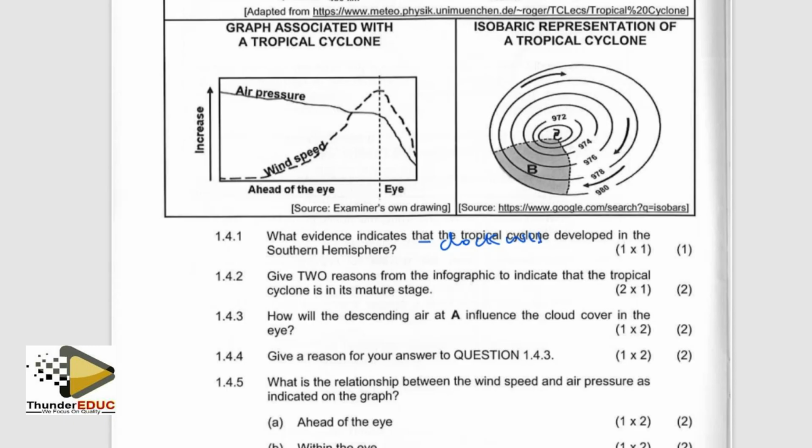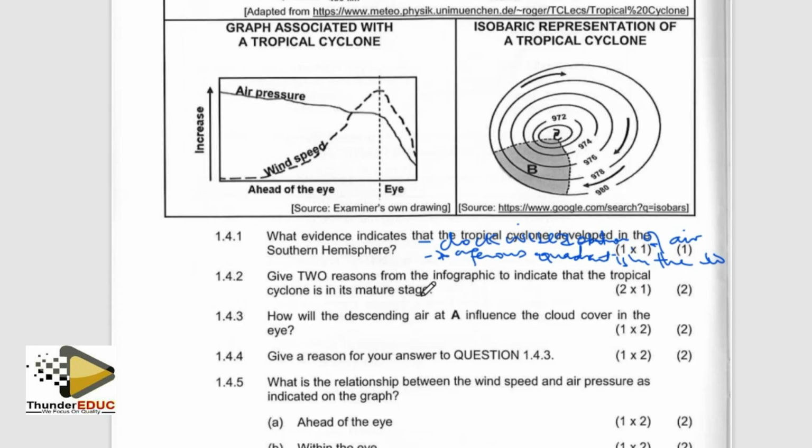Clockwise rotation of air into the low pressure system. Number 2, we can also look at the location of the dangerous quadrant. The dangerous quadrant is located in the southwest direction. So the dangerous quadrant is in the southwest.